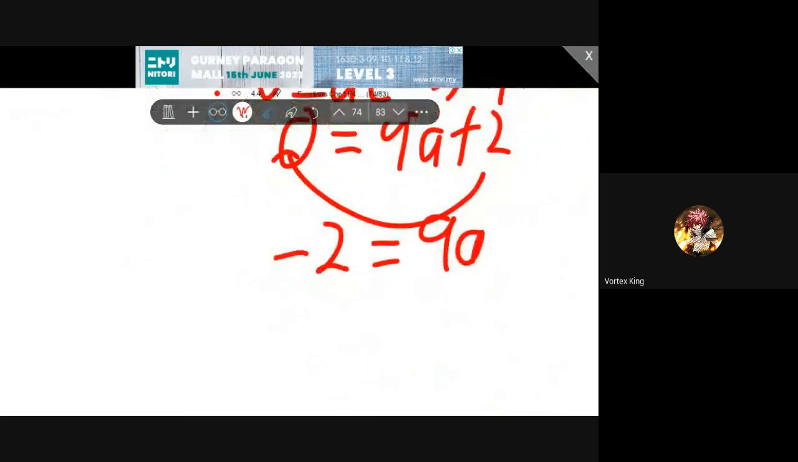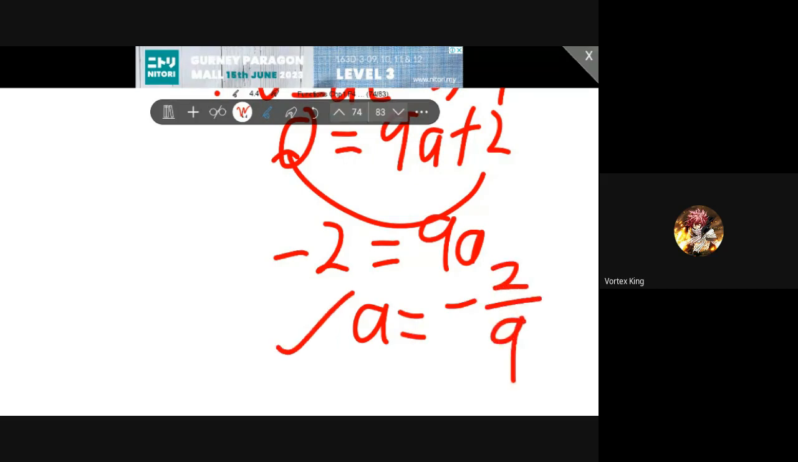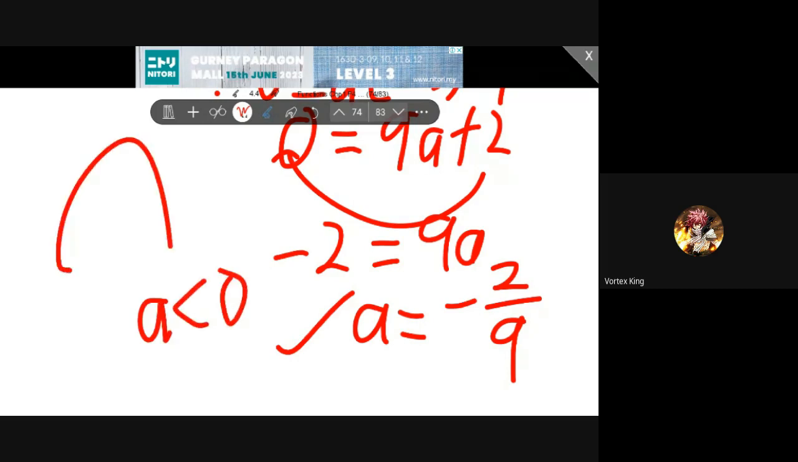Okay, so kalau kamu pindah, kamu akan dapat A is negative 2 over 9. So logic tak? A is negative 2 over 9. Is it logic that the A value is negative 2 over 9? Yes, correct. Because A must be less than 0. Tunnel dia macam ni, bentuk masam. So A less than 0.